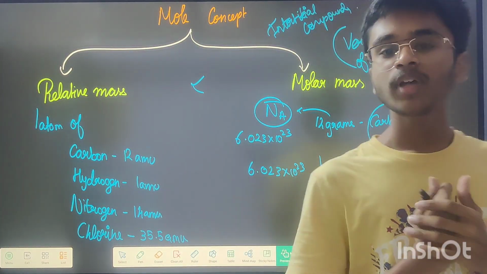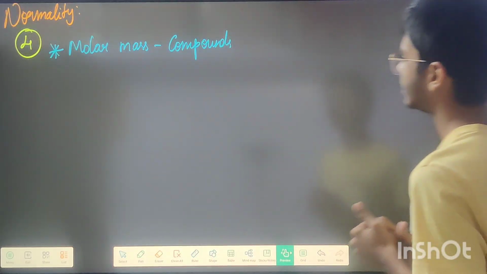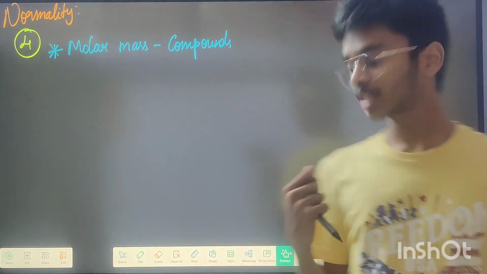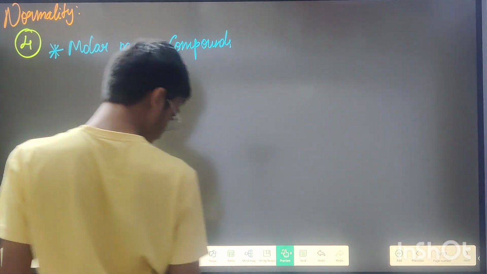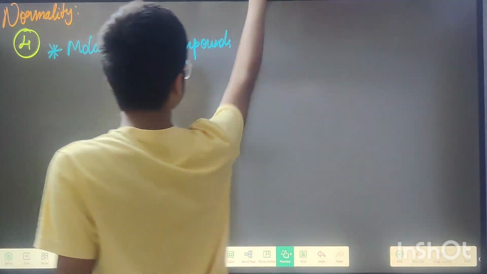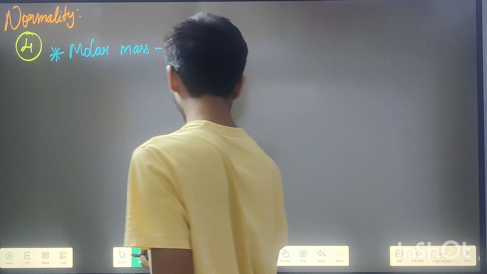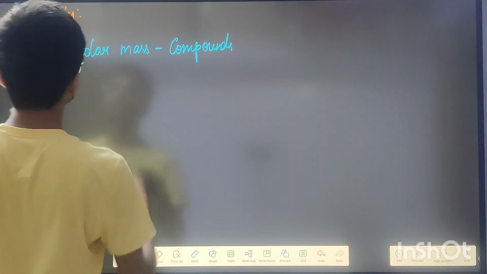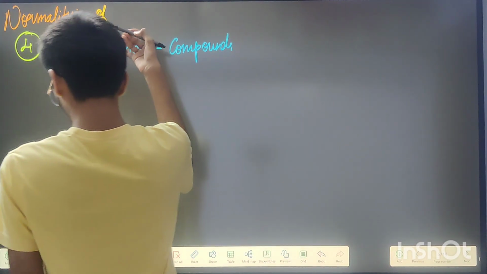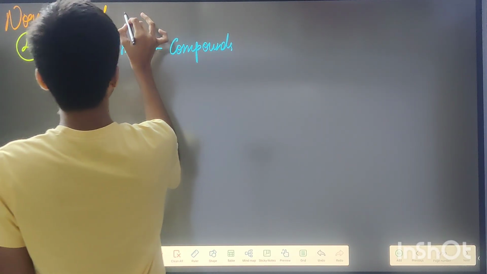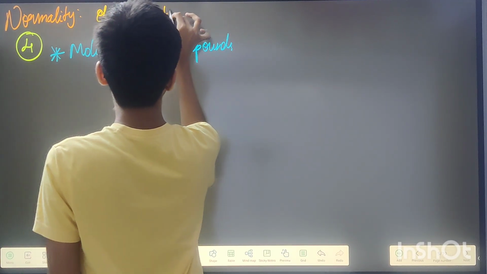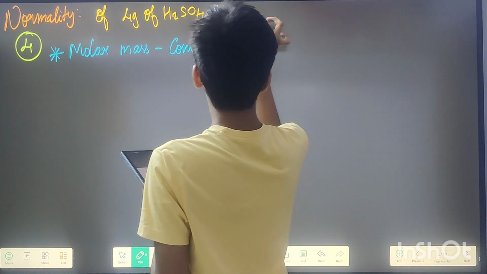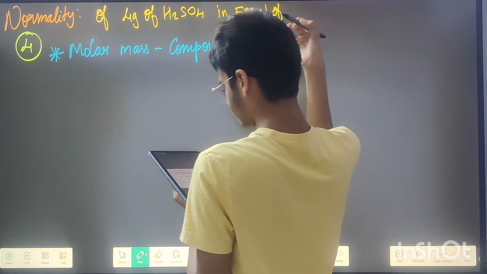Now we will come to normality. What is normality? As I said, there are totally 4 primary steps that you have to do. The first is to find the molar mass. So I will take H2SO4. I'll first write the question, then we will go. You have to find the normality of 4 grams of H2SO4 in 500 ml of water.